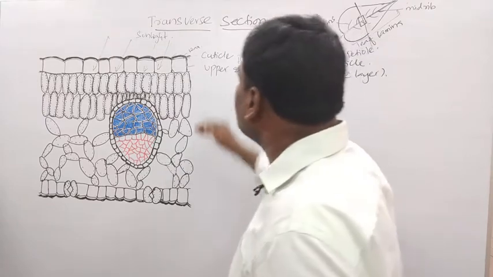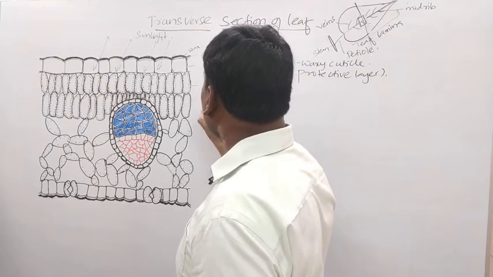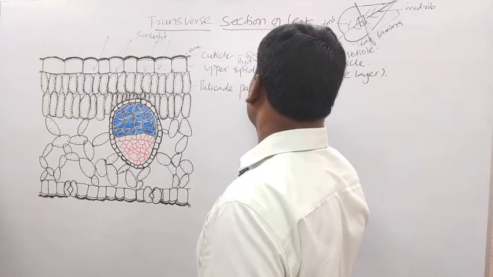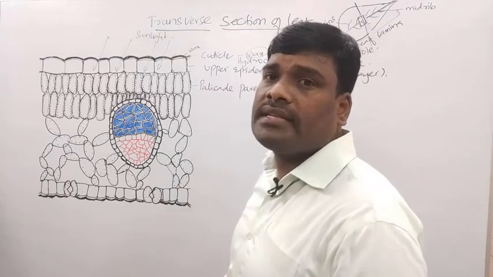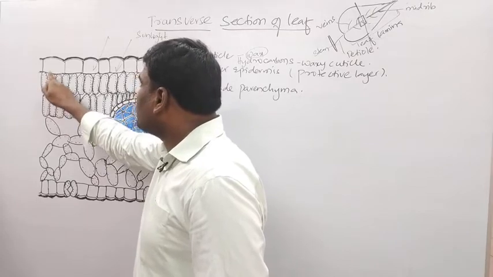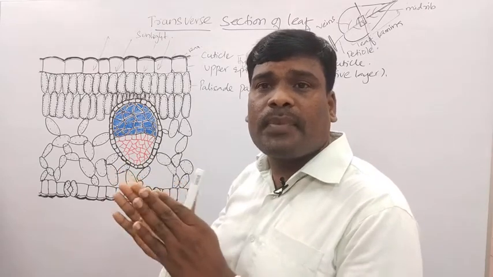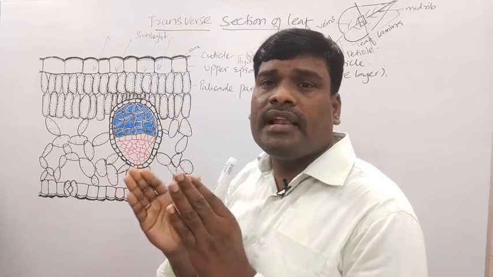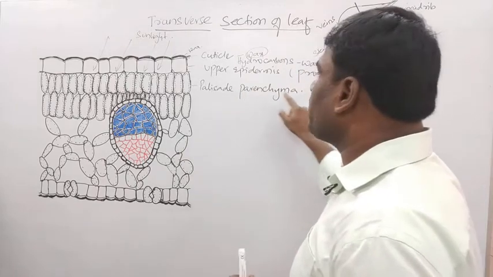And the next, third layer just below this upper epidermis, we call it the palisade parenchyma. Palisade parenchyma, children. If you observe this palisade parenchyma, they are longitudinal, elongated cells which are very closely packed, children. The intercellular space between this palisade parenchyma is very less, children. They are very closely packed. Which one? Palisade parenchyma, children.